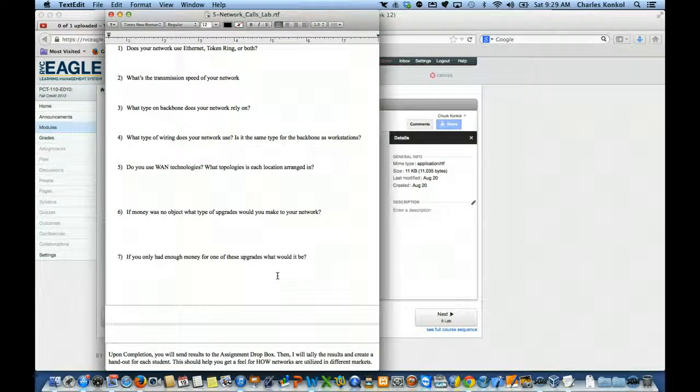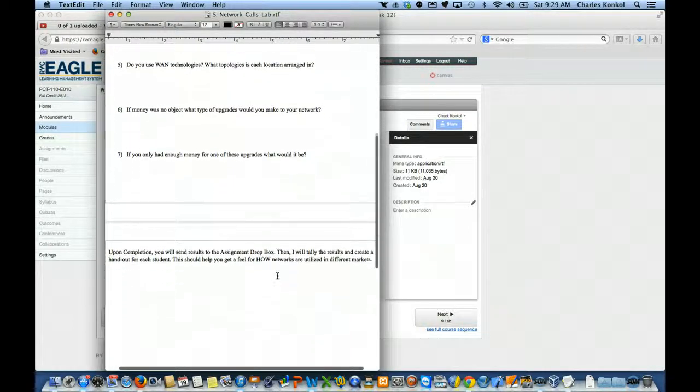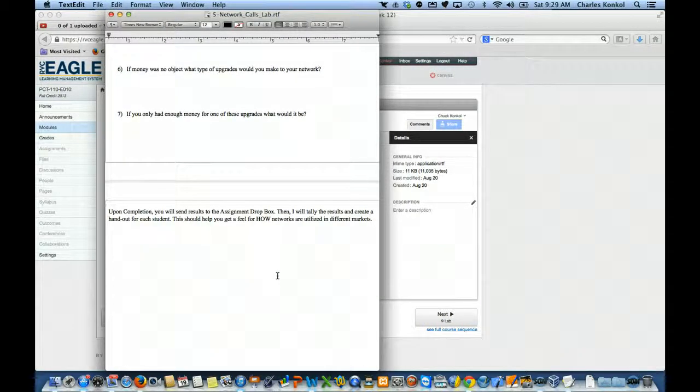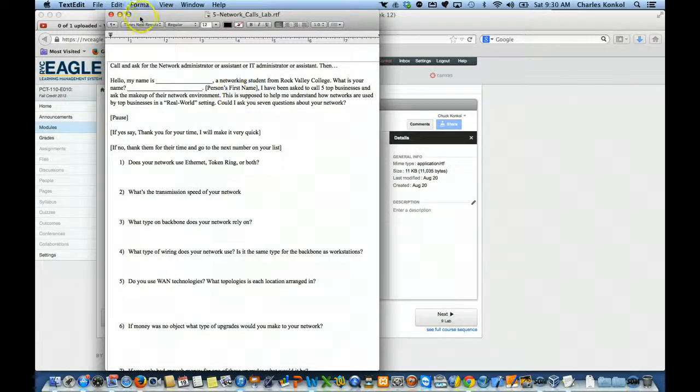Number 5, do you use WAN technologies? What topologies is each location arranged in? Number 6, if money was no object, what type of upgrades would you make to your network? Number 7, if you had enough money for one of these upgrades, what would it be? So you'll fill out one of these for each business. Upon completion, you're going to send each separate filled out sheet to the Dropbox for week 12, I believe is when this is due. I'll tally the results together and put them in an Excel form so you can see them. So that's the Call Networks Lab.